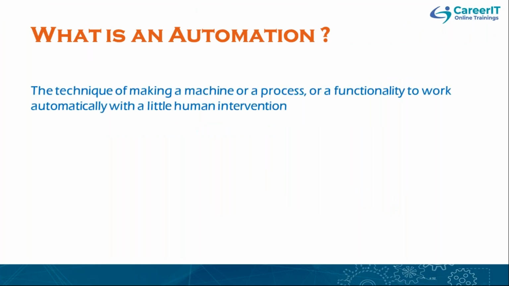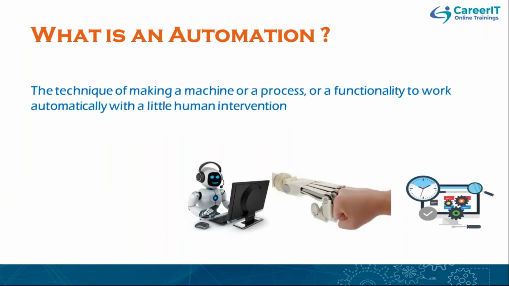What is automation? Automation is nothing but a technique, or a script, or something which we are going to build or develop, which will make a mission or a process or a functionality of an application work on its own, automatically, with very little manual intervention. So that is what automation is, guys.